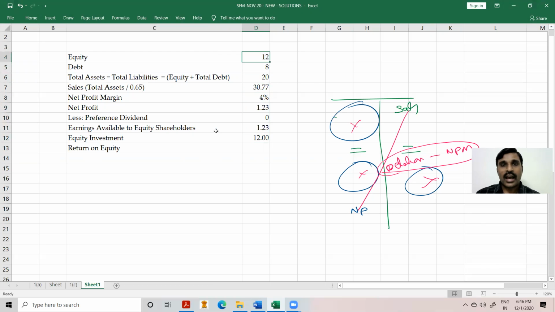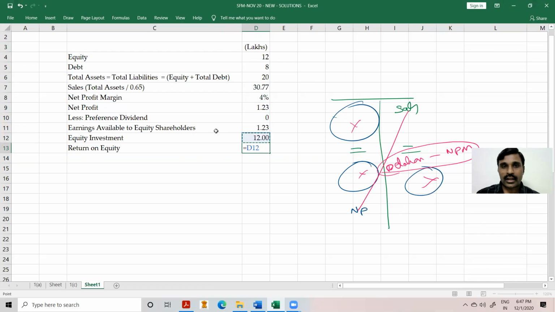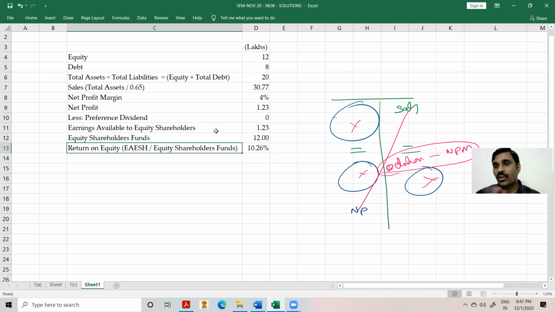Therefore, my return on equity, I'll write it in lakhs, will be 1.23 divided by 12. So I'll get 10.26. How did I get return on equity? Return on equity is earnings available to equity shareholders divided by equity shareholders funds. I should not use equity share capital, because equity shareholders funds include retained earnings. So we have to calculate not only equity share capital but also the retained earnings. Equity shareholders funds is equal to 12. So return on equity is equal to 10.26%.